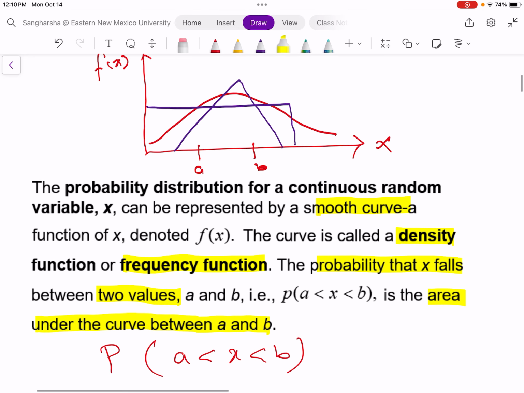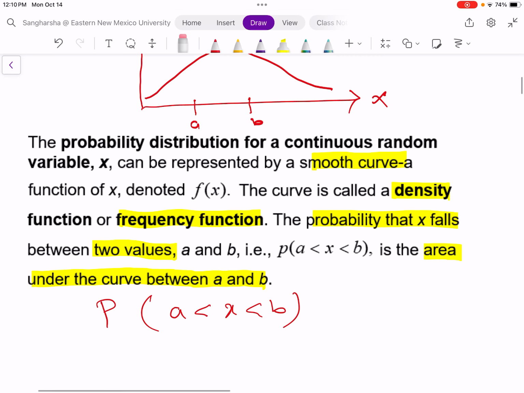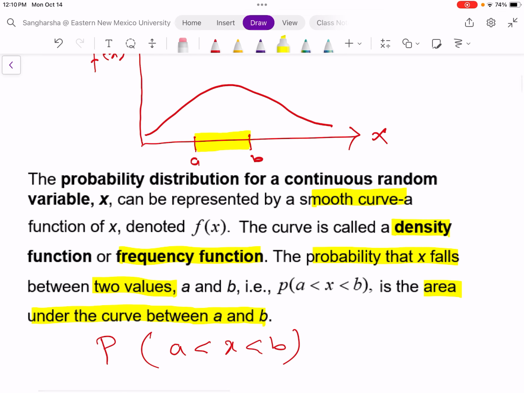Now let me get rid of these two curves here. Let's consider we have this curve and we have two values a and b. Our target is finding the probability that x falls between a and b. We want to know the probability that x falls in this region, and this probability is equal to the area under the curve between a and b.